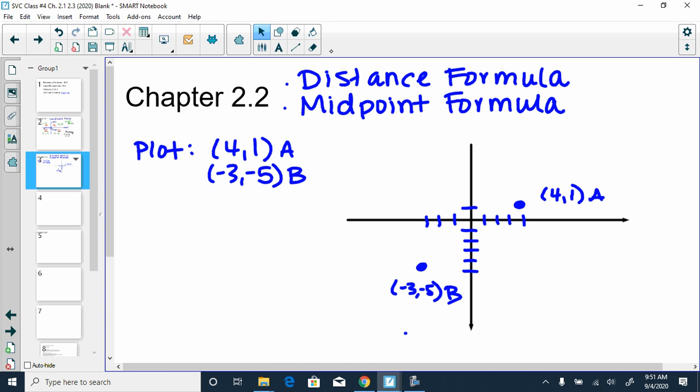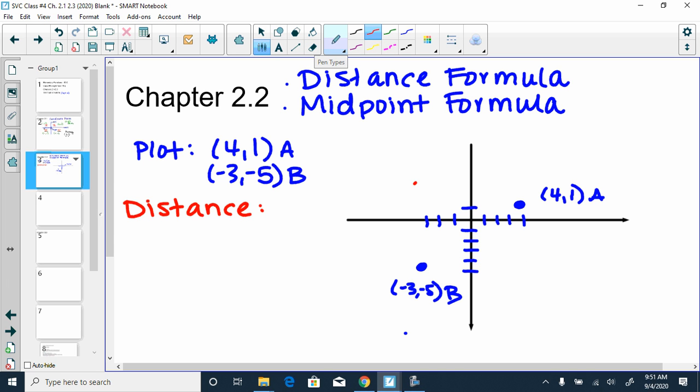So the first thing that typically you have to find, and you could do this formula truly with anything, is the distance between those 2 points. Now, if the distance was straight, yes, you could just count. For example, if there was another point over here, you could just say, okay, it's 5 spaces away. If there was another point up above, yeah, you could just say, okay, it's 6 spaces away. However, this is a diagonal distance.